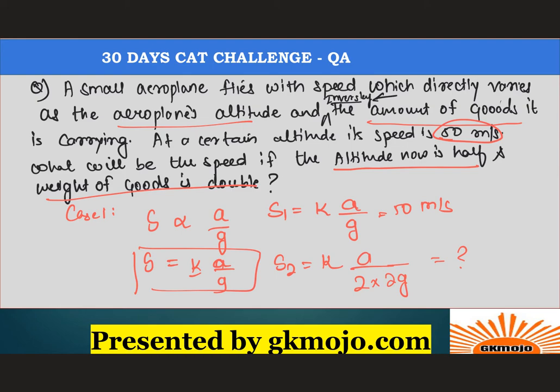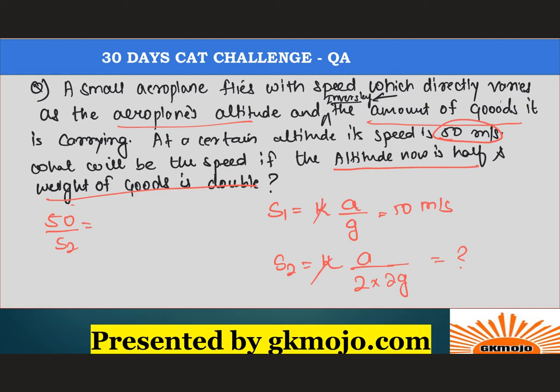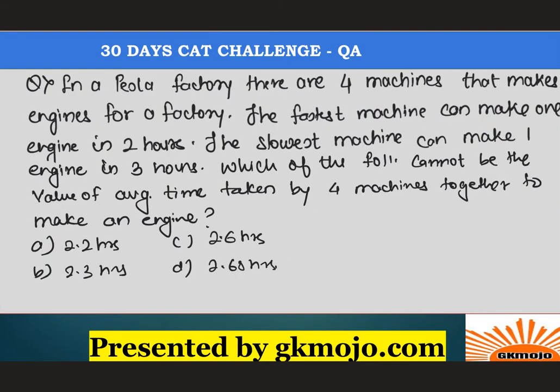All right, you have to do nothing but just take S1 upon S2, that is 50 upon S2, which equals this: k gets cancelled, A gets cancelled, G gets cancelled, right? So what do you get? You get 1 by 4 over here. Hence speed 2 is equal to 50 by 4, which is 12.5 meters per second, and that is your correct answer, guys. So let's have a look at this question.